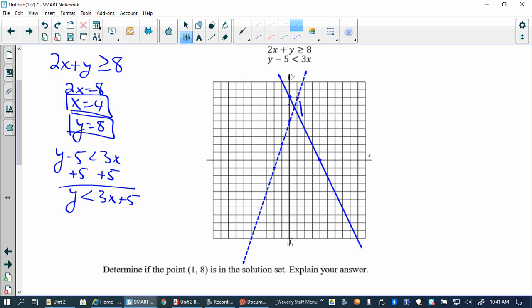Okay. Is the point 1, 8 in the solution set? 1, 1, 2, 3, 4, 5, 6, 7, 8. It's right there. Is it? No. Why not? Because it's not included. Because it lands where? On the dotted line. And that's not included. Correct. It's like an open circle.